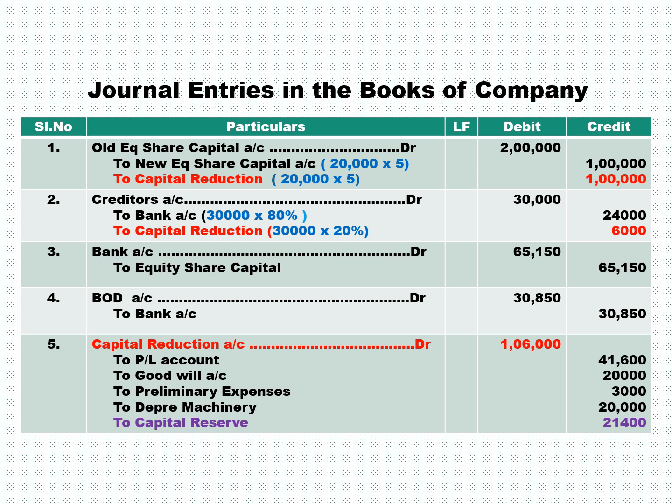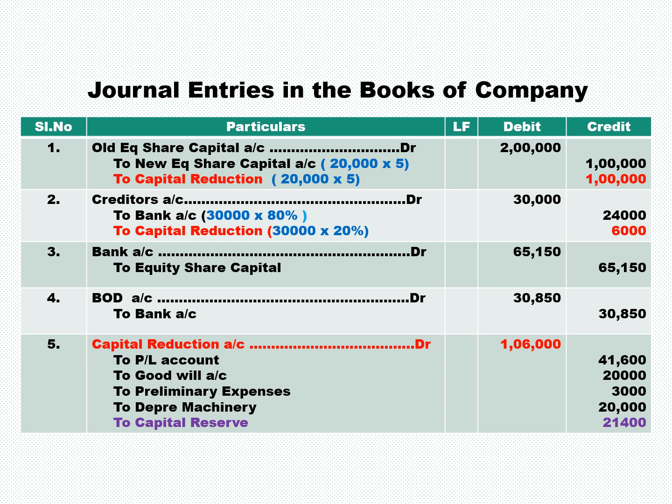Bank account debit to equity share capital account 65,150. New shares issued to the public. That's 13,030 shares into 5 each. BOD account debit to bank. We pay BOD completely. We get 30,850.